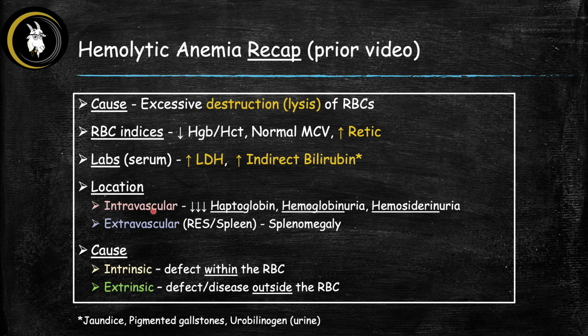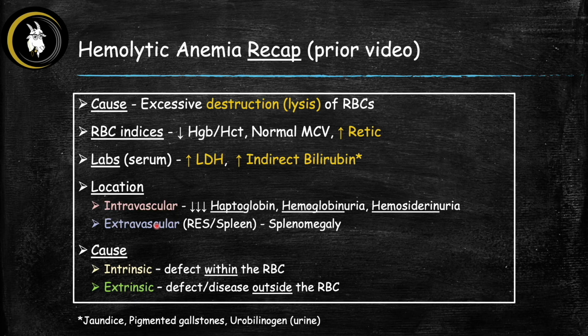So in intravascular hemolysis, the destruction is happening in the blood vessels, so hemoglobin is going to get released directly into blood. So we're going to get a decrease in the serum haptoglobin, and then we're going to get hemoglobin in our kidneys, which is going to cause hemoglobinuria and hemosiderinuria.